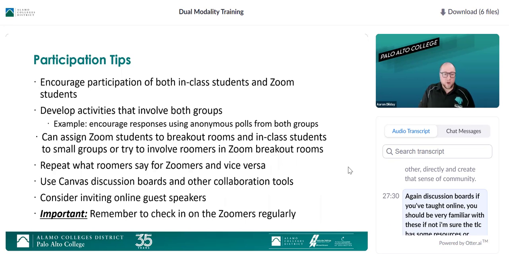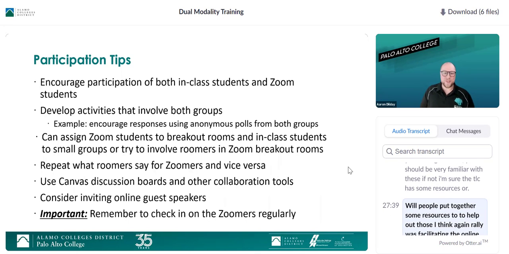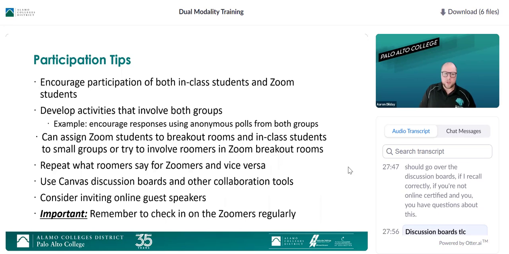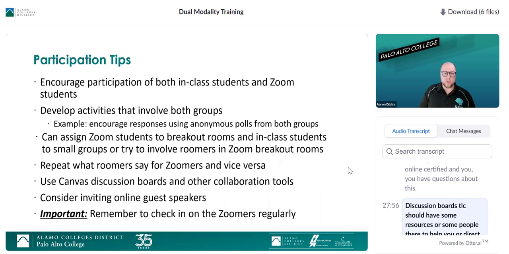Again, discussion boards, if you've taught online, you should be very familiar with these. If not, I'm sure the TLC has some resources, or we'll be able to put together some resources to help out with those. I think Raleigh was facilitating the online training course, and that should go over the discussion boards, if I recall correctly. But if you're not online certified and you have questions about discussion boards, the TLC should have some resources or some people there to help you or direct you. That's a good way, I think, to get them to collaborate.